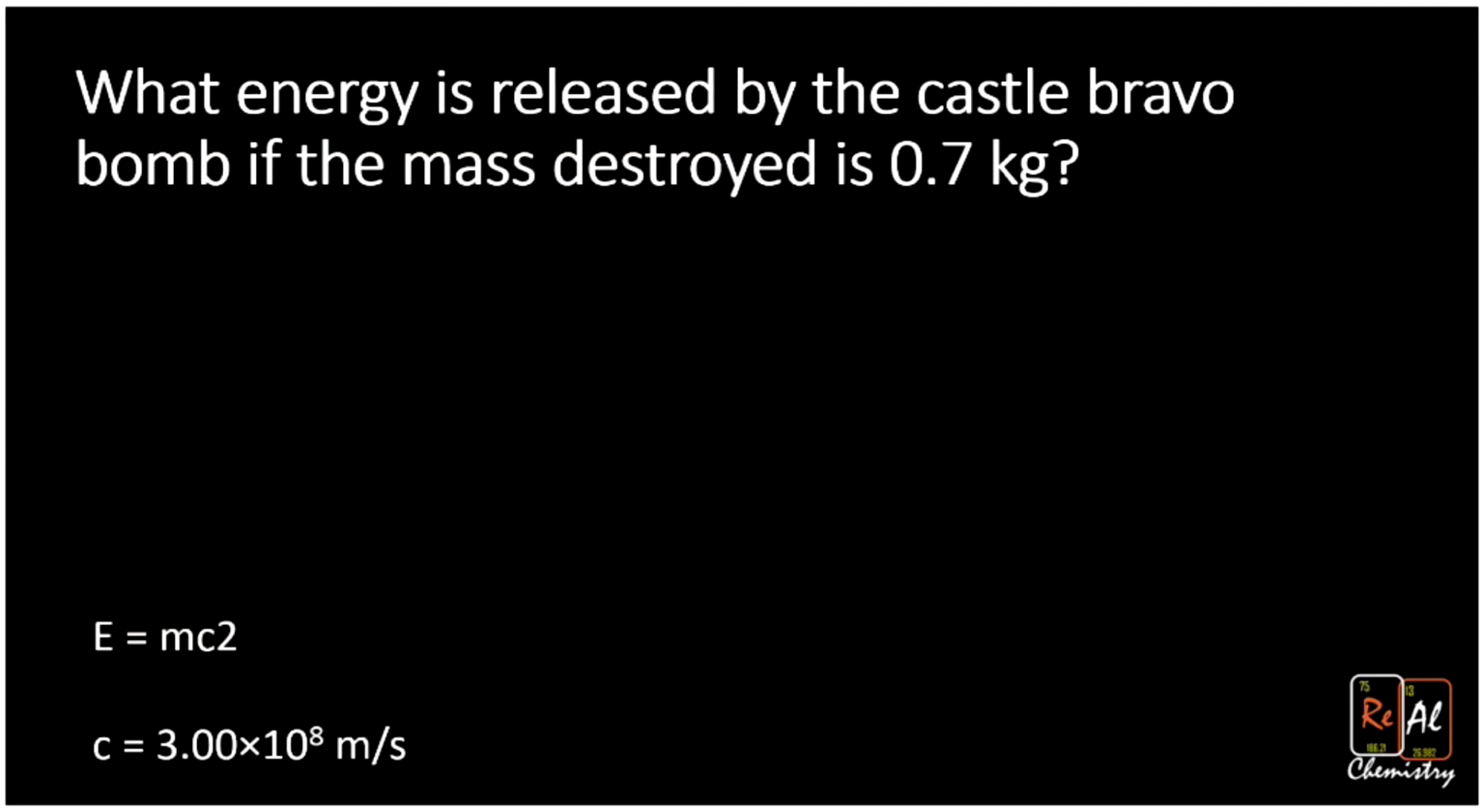So this says what energy is released by the Castle-Bravo bomb if the mass destroyed is 0.7 kilograms. And what we're going to use is our famous equation, E equals mc squared. And we're doing this in kind of the easy way.